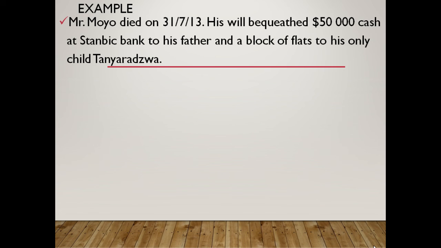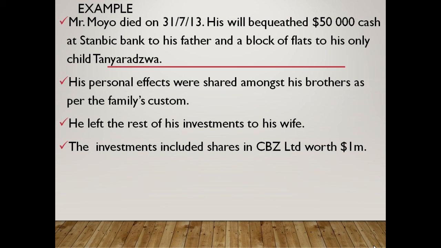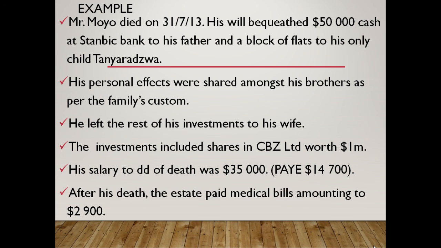Now let's explore a question. Mr. Moyo died on 31 July 2013. His will bequeathed 50,000 cash at Stanbic to his father and a block of flats to his only child, Tanyaradzwa. His personal effects were shared amongst his brothers as per the family custom. He left the rest of his investments to his wife. The investments included shares in CBZ Limited worth 1 million. His salary to date of death was 35,000. PAYE on that salary was 14,700. After his death, the estate paid medical bills amounting to 2,900. Net rentals of 1,200 were received from 1 January 2013 until the time of his death.